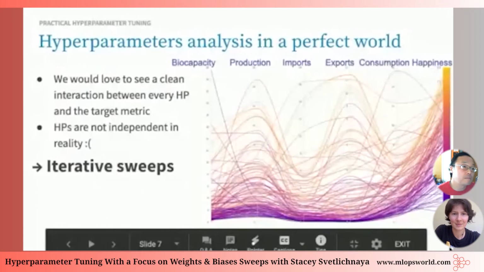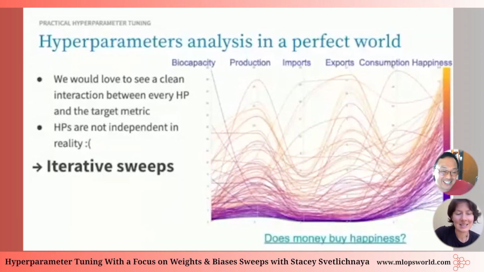Okay, so you can see biocapacity, production, imports. Sorry, the numbers are really small, but just trust me that they're increasing from the bottom to the top. And each line is an experiment or model or run that connects the values for that model or experiment or run across all of the columns on the left, and then the final output result is the column on the right.